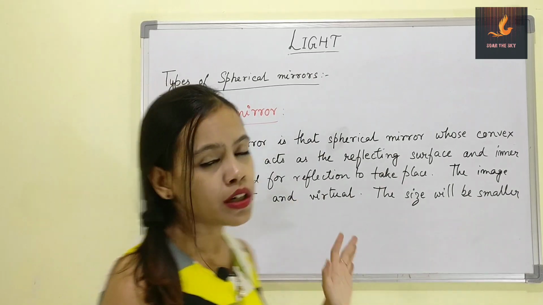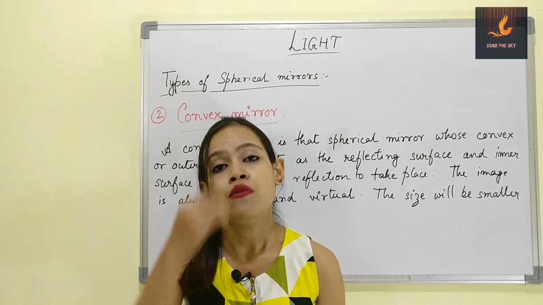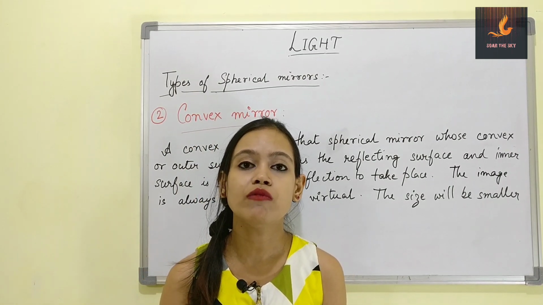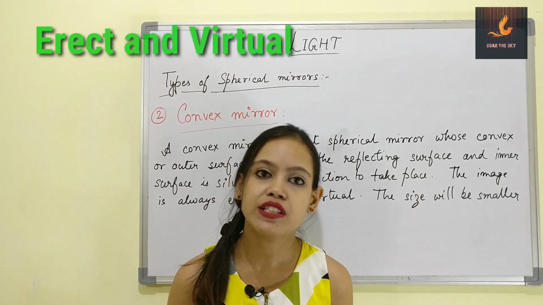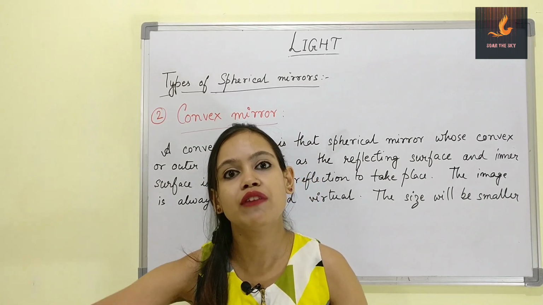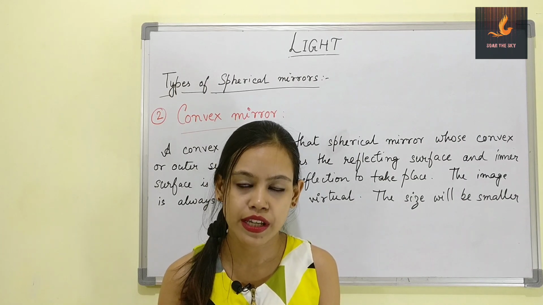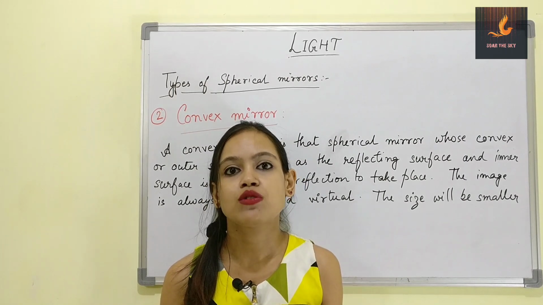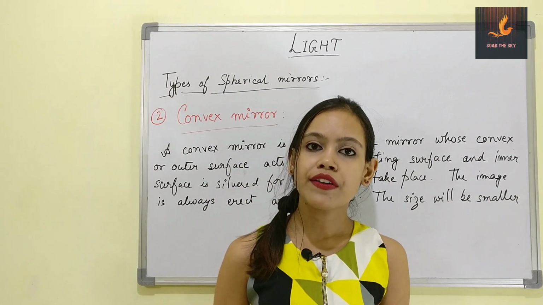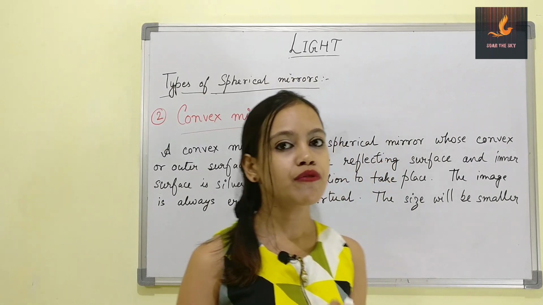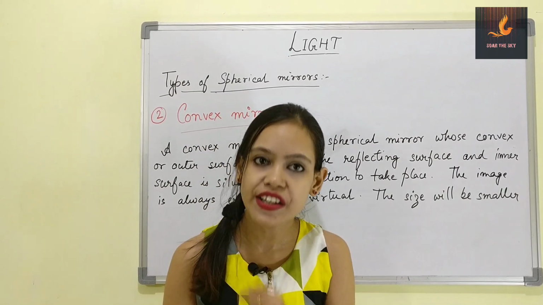Now, here, in the convex mirror's definition that is being stated, we can see that the image which is formed is always erect and virtual. That means incident rays after reflecting on a convex mirror diverge, and whenever they are produced at the back of the mirror, they will always form a virtual image, as compared to the concave mirror, through which when the light reflects, it can form both a real image and a virtual image. But in case of a convex mirror, the image will always be virtual and erect.